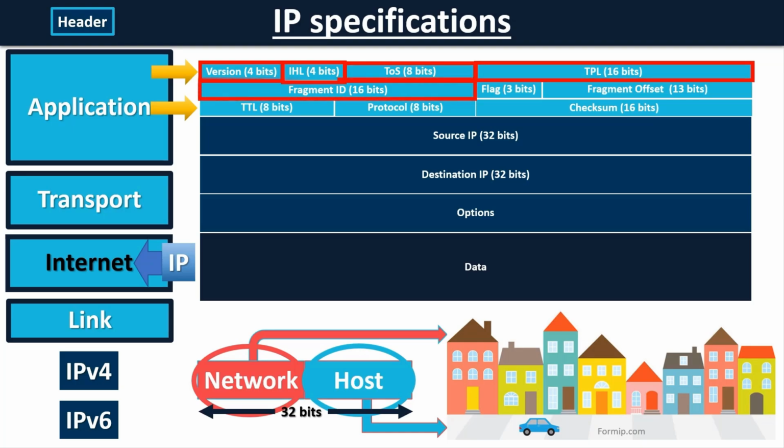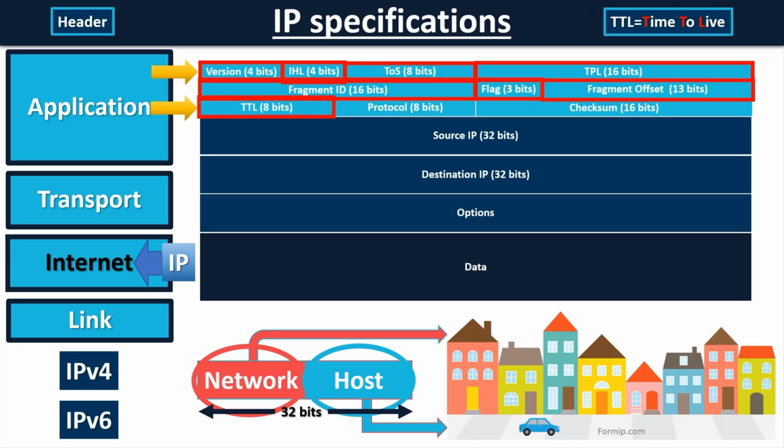The fragment ID identifies whether the packet has been fragmented. The flags field defines various control indicators concerning fragmentation. The fragment offset field is also related to fragmentation. It indicates where the fragment was made.